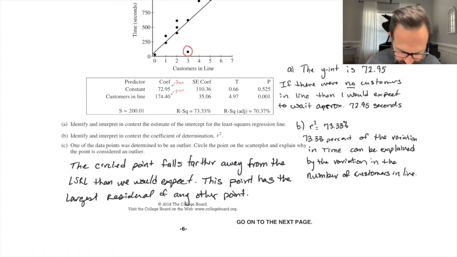Okay, and then lastly, part C. This says one of the points was determined to be an outlier. Circle the point in the scatter plot and explain why this is considered an outlier. Obviously, I have that circled up here.